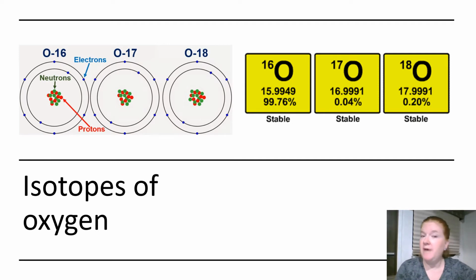Here are isotopes of oxygen. You can see oxygen 16, oxygen 17, oxygen 18. Mass number is different: 16, 17, 18. The atomic mass is different too. You see 15.9949, 16.9991, and so on. The number of protons is the same, but the number of neutrons is different. And you can see for oxygen, all of those isotopes are stable.